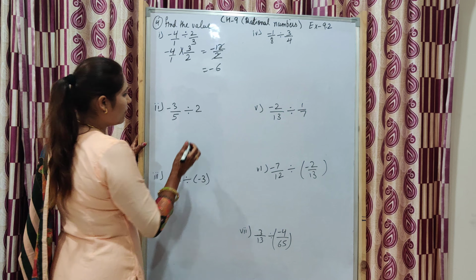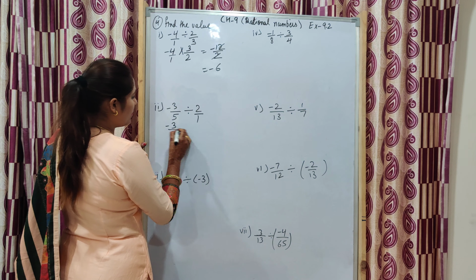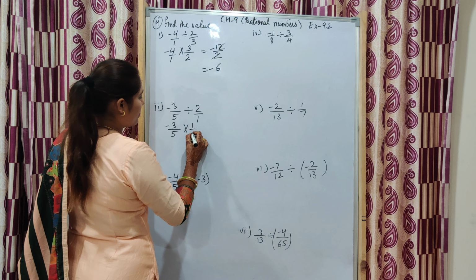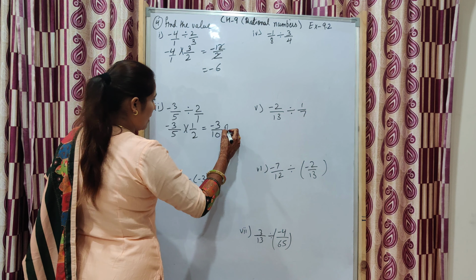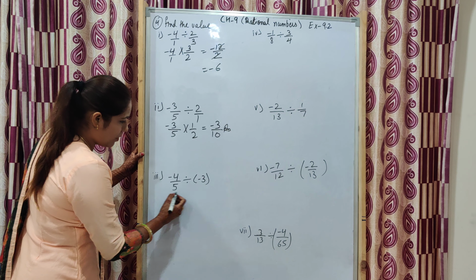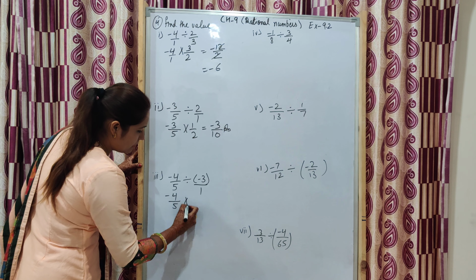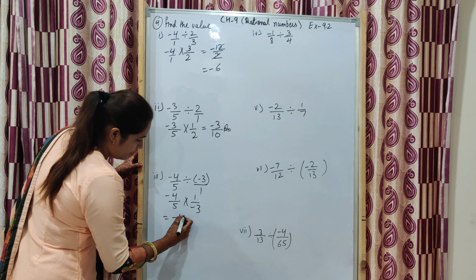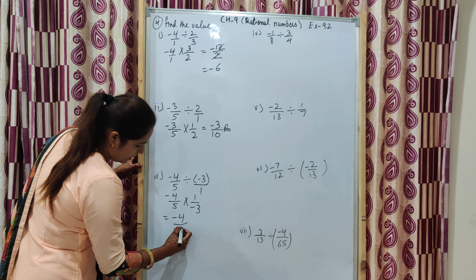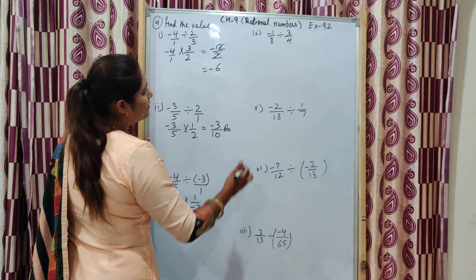Now minus 3 upon 5. Now nothing in denominator. You will write 1. Minus 3 upon 5, multiply 1 upon 2. Minus 3 multiplied by 1, 5 into 2, 10, answer. Minus 4 upon 5, nothing in denominator, you will write 1. Minus 4 upon 5, multiply 1 upon minus 3. Minus 4, then 5 into minus 3, minus 15, minus cancel, 4 upon 15 is the answer.